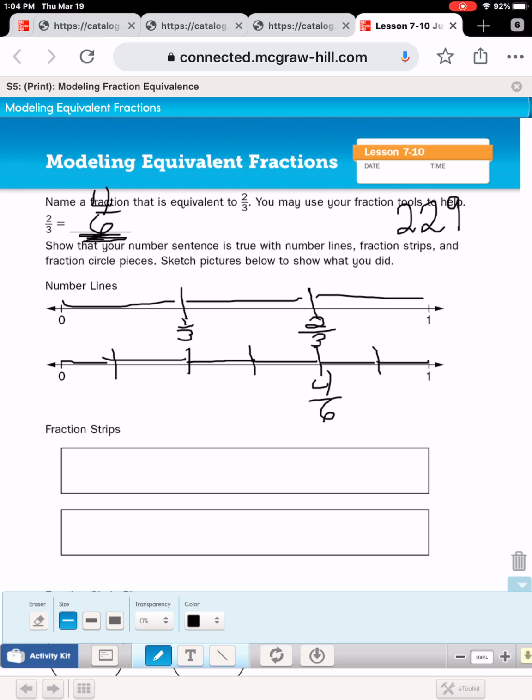Let's come down to the fraction strips. Again, we're going to show 2/3 being equal to 4/6. On your first fraction strip, you would want to break it into, of course, 3 equal parts as best you can. And we would label them just like we've been doing. 1/3, 1/3, 1/3. And then if I wanted to shade 2/3, I could shade in 2 of those thirds.